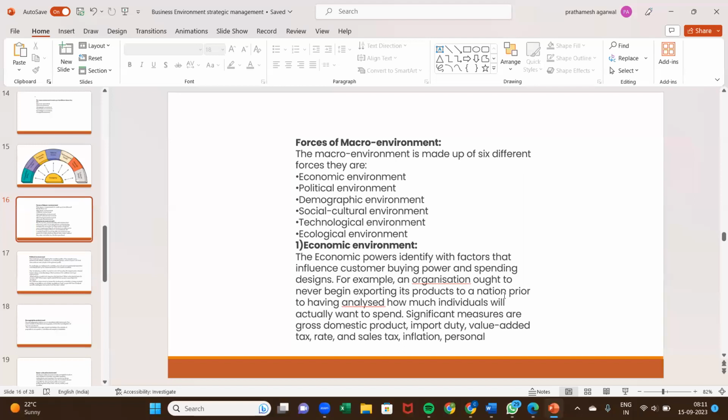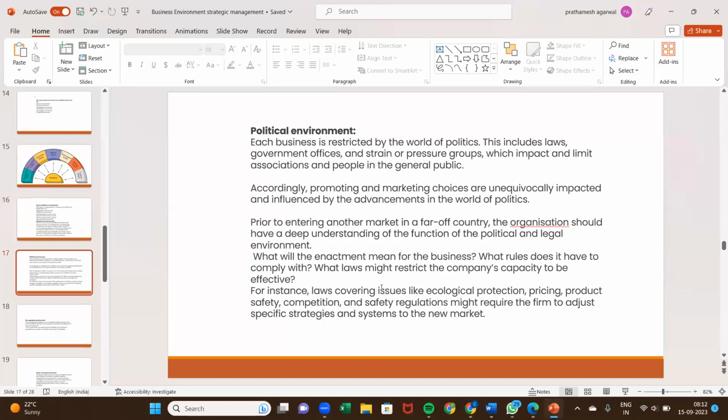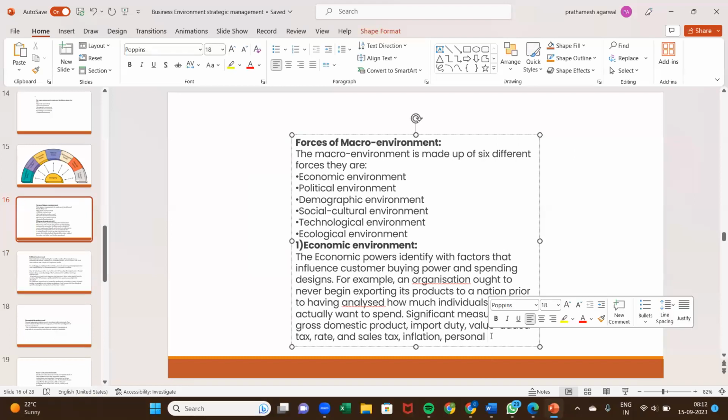So, if people are willing to buy basmati rice in our own country and we are generating revenue, what will the government say? Instead of selling the rice to some other country, why don't I sell in my own country and generate revenue? So what will happen? Significant measures we look for are gross domestic product, that is GDP, import duty, value added tax, that is VAT, which now we don't have, trade and sales tax, inflation, and personal taxes.